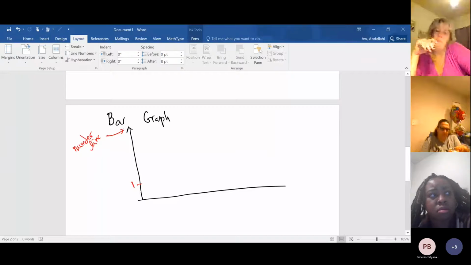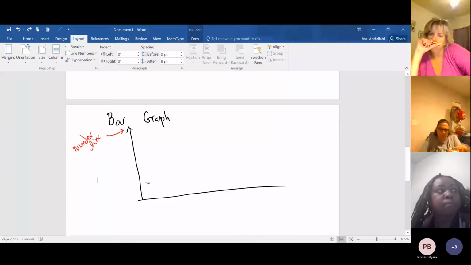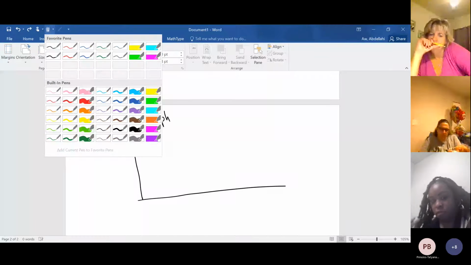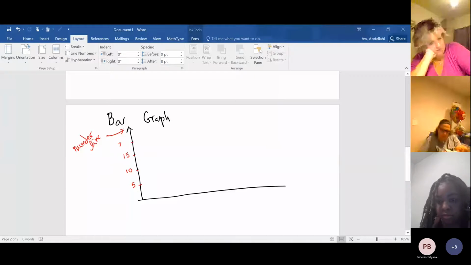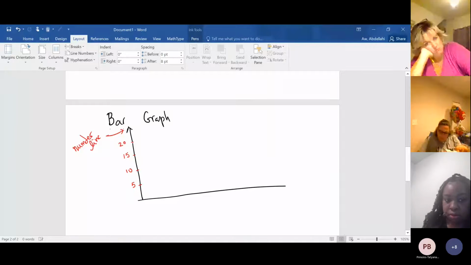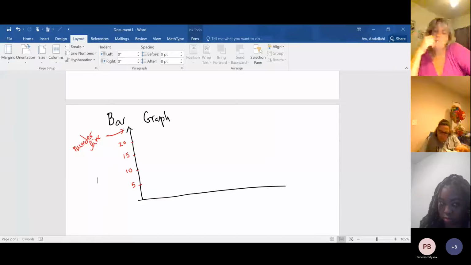So we don't need to put one. For instance, you can put here this is 5, this is 10, this is 15, and this is 20, right? But they have to be real units. They have to have the same size, because you are representing something.